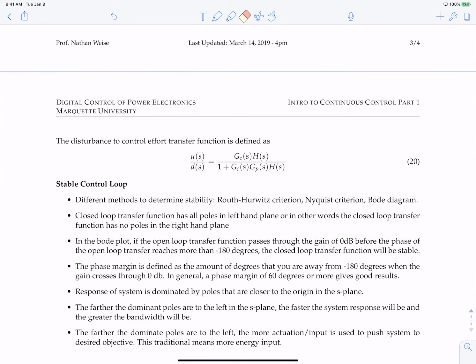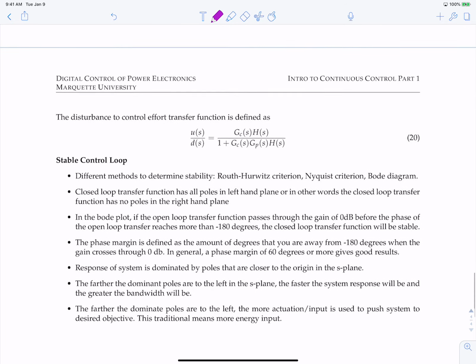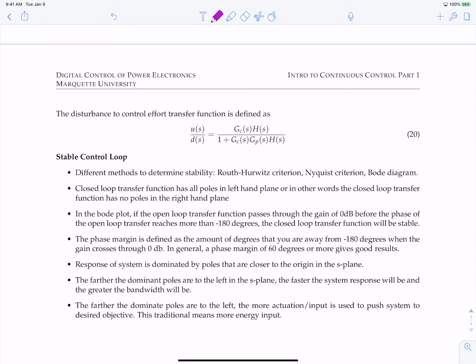Okay, so what makes a stable control loop? Well, if you look at the poles, you want them to be in the left-hand side. That's the first and foremost thing. So if this is the real axis and the imaginary axis, you want everything to be over here, left-hand plane. There's a very good reason for this.